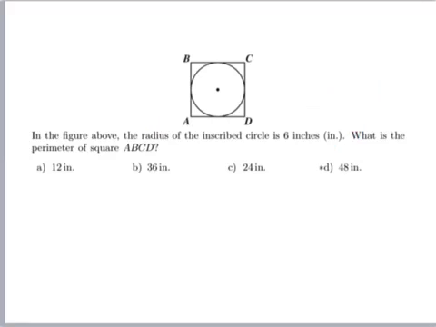In number 8, we're trying to find the perimeter of the square, and we know that the radius of the circle is 6. Well, if that is 6, that means the whole square has a side of 12. And to get the perimeter, I would just do 12 times 4, which is 48.